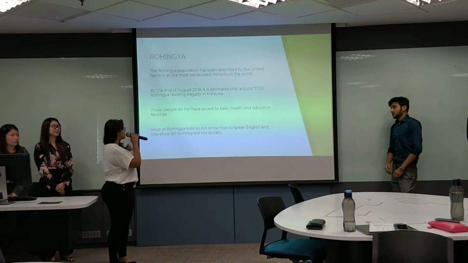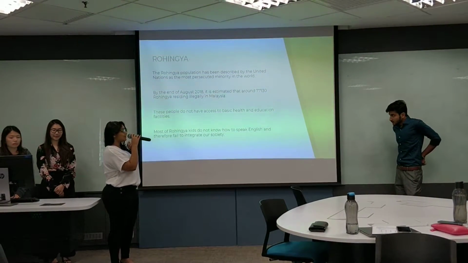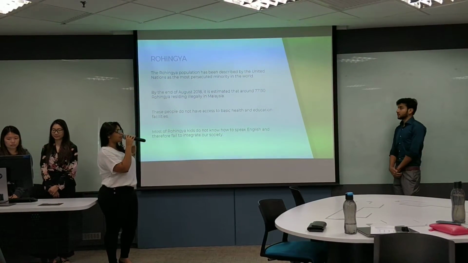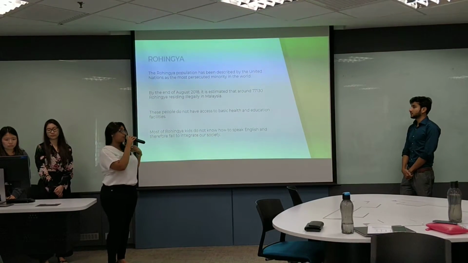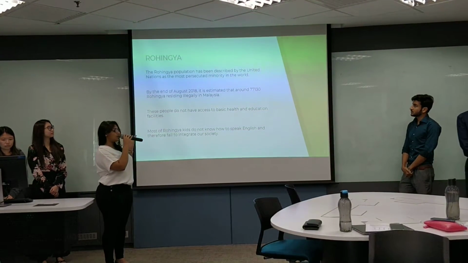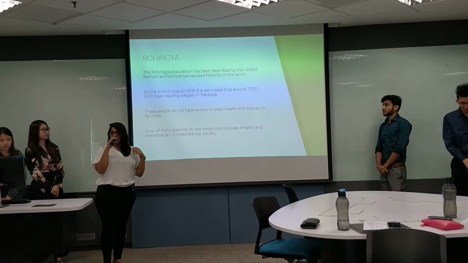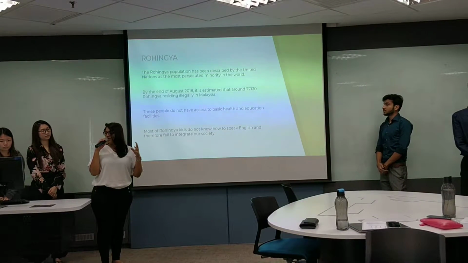There are currently around 77,130 Rohingya people residing illegally in Malaysia. These people live invisibly, and as such, they don't have access.